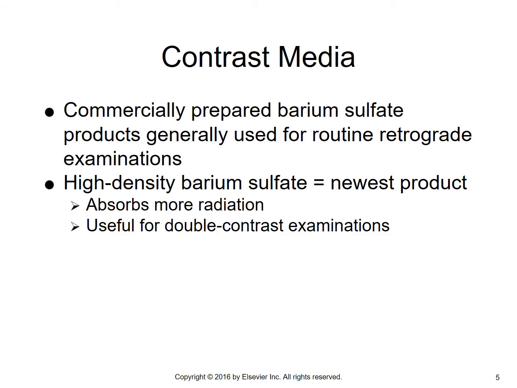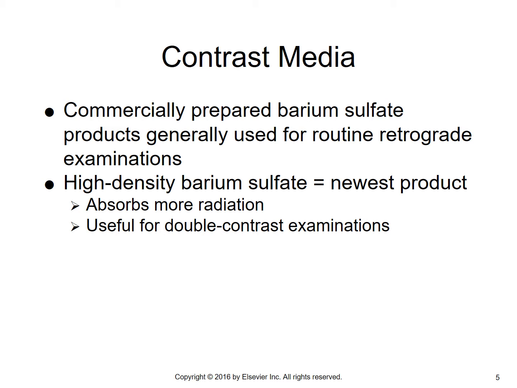For the contrast media, commercially prepared barium sulfate products are generally used, and they're used for retrograde barium enemas. Retrograde, remember, means against the normal flow. So we're putting the barium in rectally, and then we're moving the barium into the colon in a retrograde fashion. Antegrade, the other way, the normal route, would be cecum all the way to the rectum. We're going rectum basically all the way back to the cecum with the barium enema.